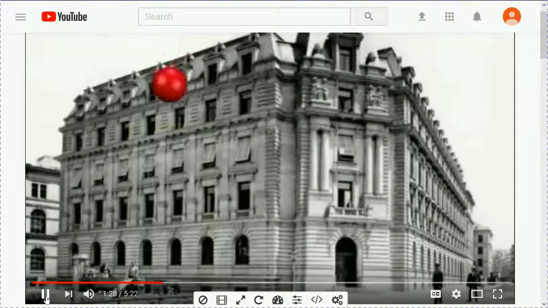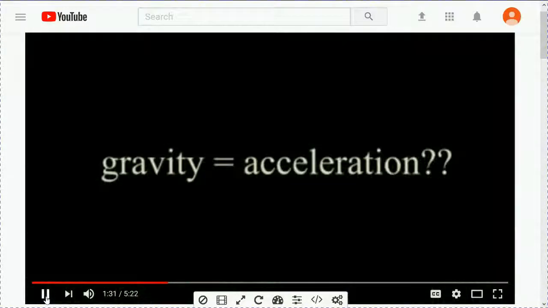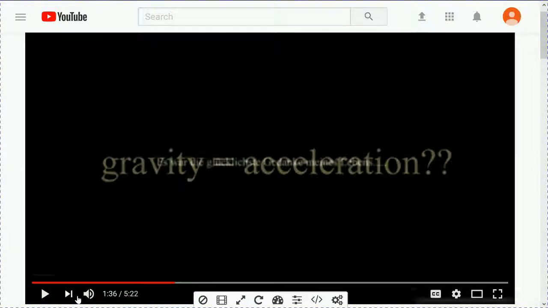Einstein's suspicion was that gravity had become something else. He believed it had become acceleration. Gravity and acceleration were equivalent. Later on, Einstein... okay, I'm going to stop it here.